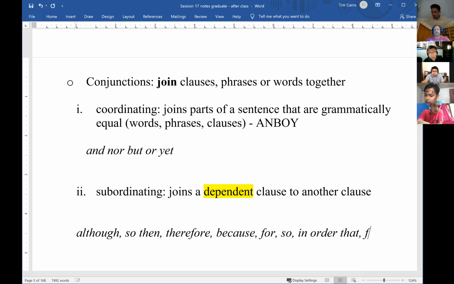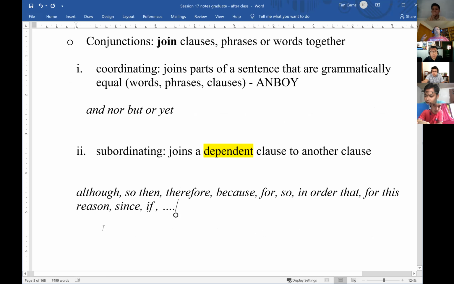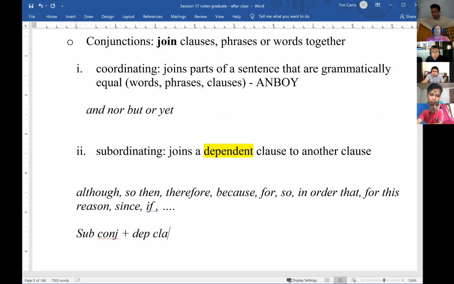These are just some examples. Now, these are all examples of subordinating conjunctions, and we know if we find a subordinating conjunction, what's going to follow it is going to be a dependent clause. All right? We know that because it's a subordinating conjunction.